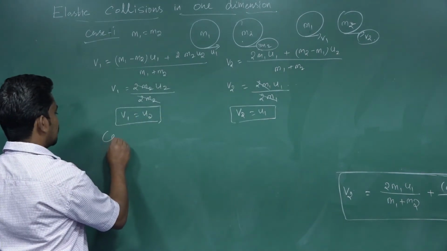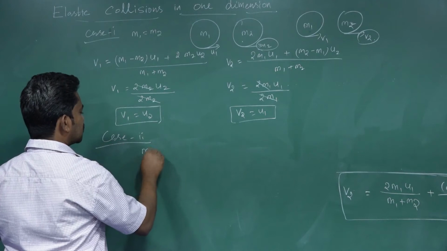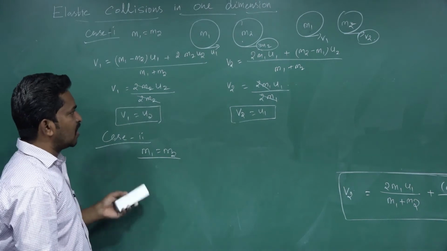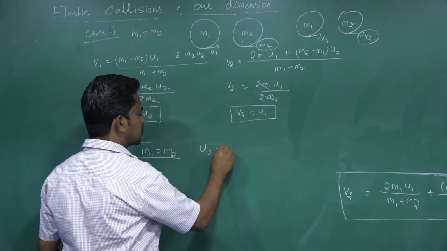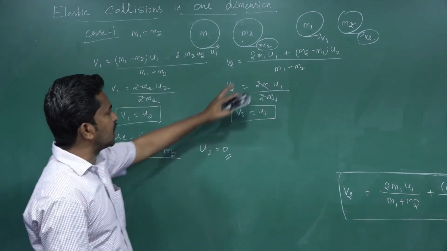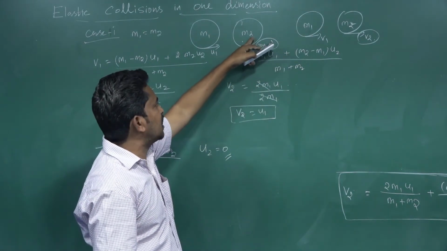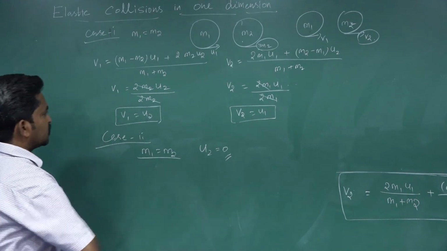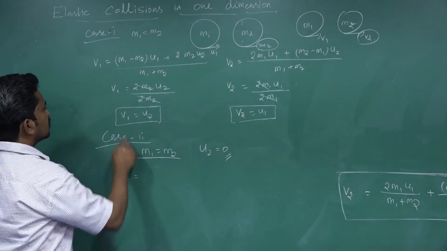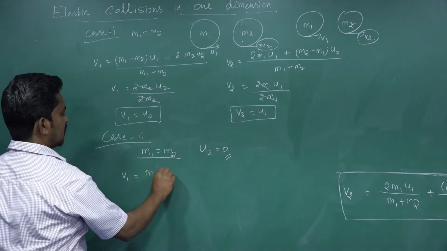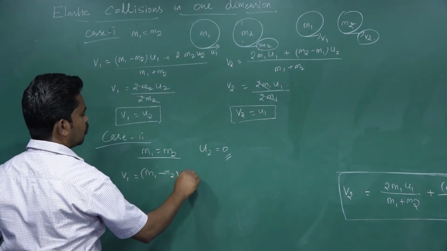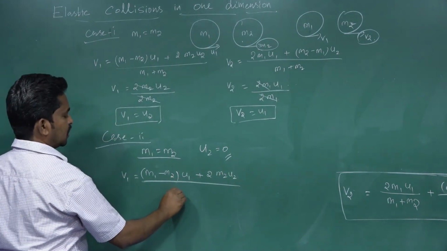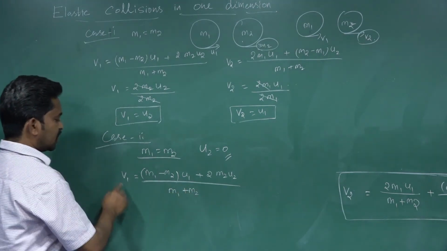What is case 2? m1 is equal to m2, the same mass, but the second object is at rest, which means u2 is equal to 0. The m2 object maintains its rest position. What is the equation for velocity v1? v1 is equal to (m1 minus m2) u1 plus 2 m2 u2, whole divided by m1 plus m2. This is the first velocity equation.